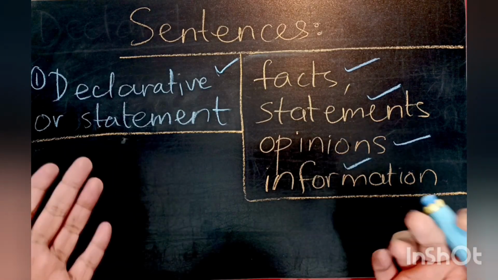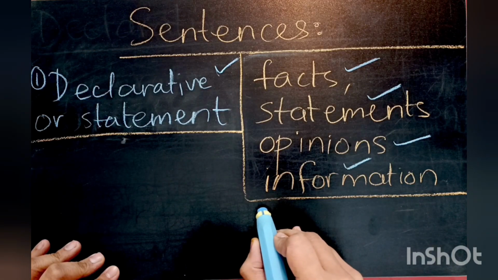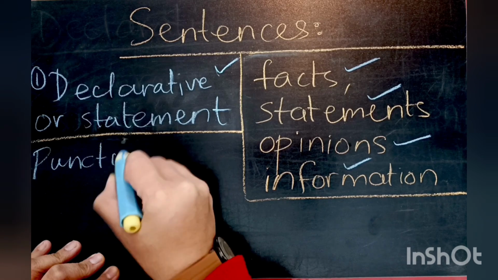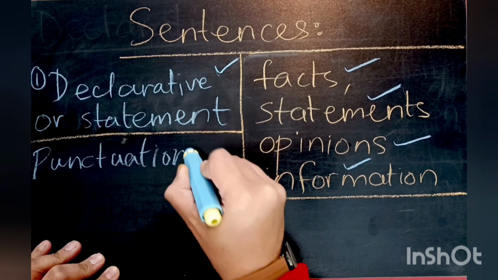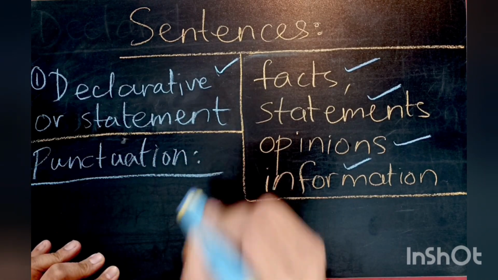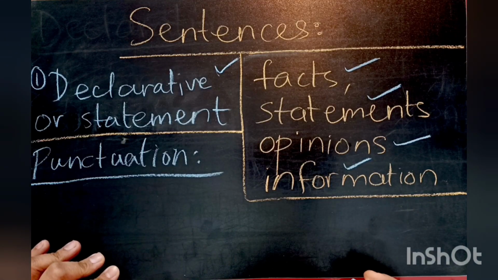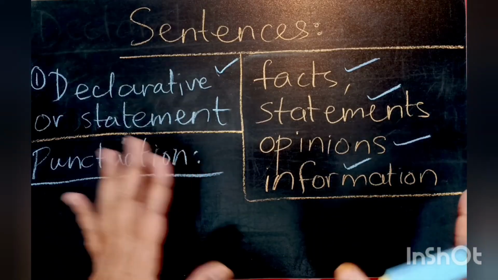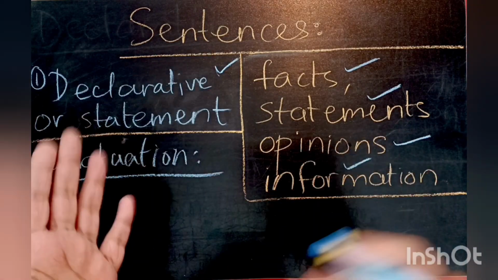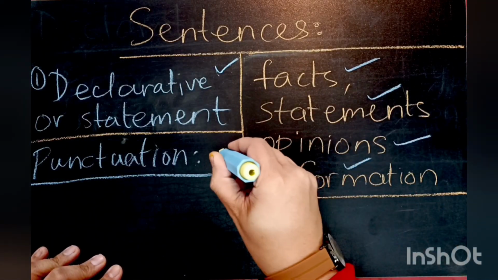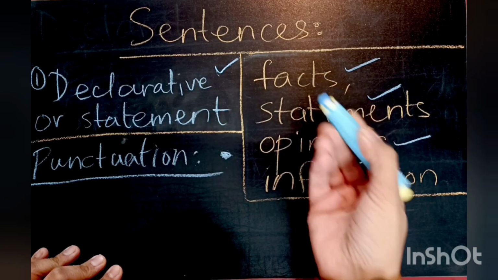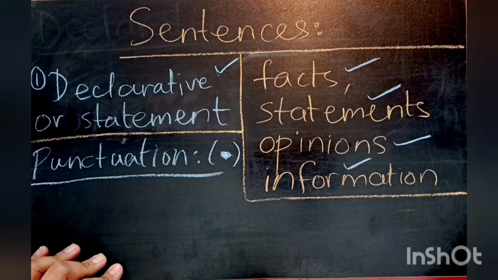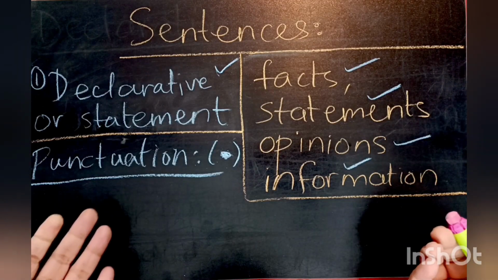sometimes explain. So, what type of punctuation do we use to end these sentences? It is a simple full stop, which says that the sentence has ended and will not continue with the same idea anymore. Okay, so it's just a full stop, a dot. Okay, like this. Let us do some examples. The earth is round.